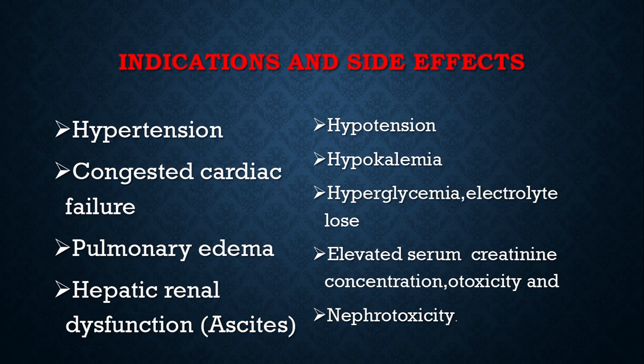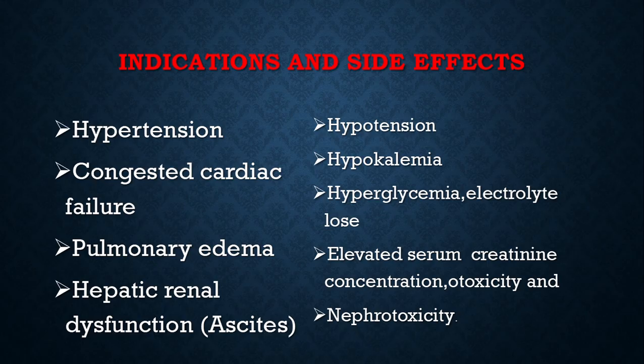Then also in pulmonary edema, when we have accumulation of fluids in the lungs, which is going to affect the function of the pulmonary system. We don't want fluids in the lungs. So if we want to get rid of those fluids, we are going to use loop diuretics. Then also in hepatic or renal dysfunction, such as ascites, when we have fluids in the extracellular compartment causing ascites and swelling, if we want to manage that, we can use loop diuretics.